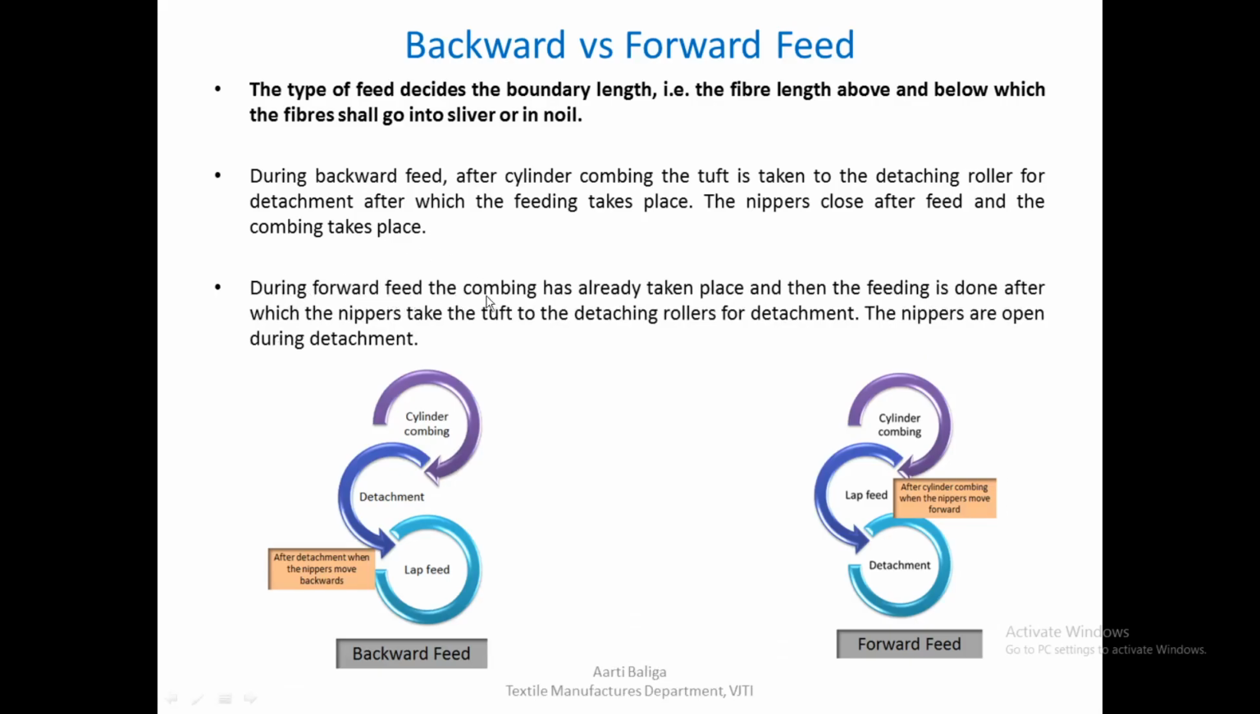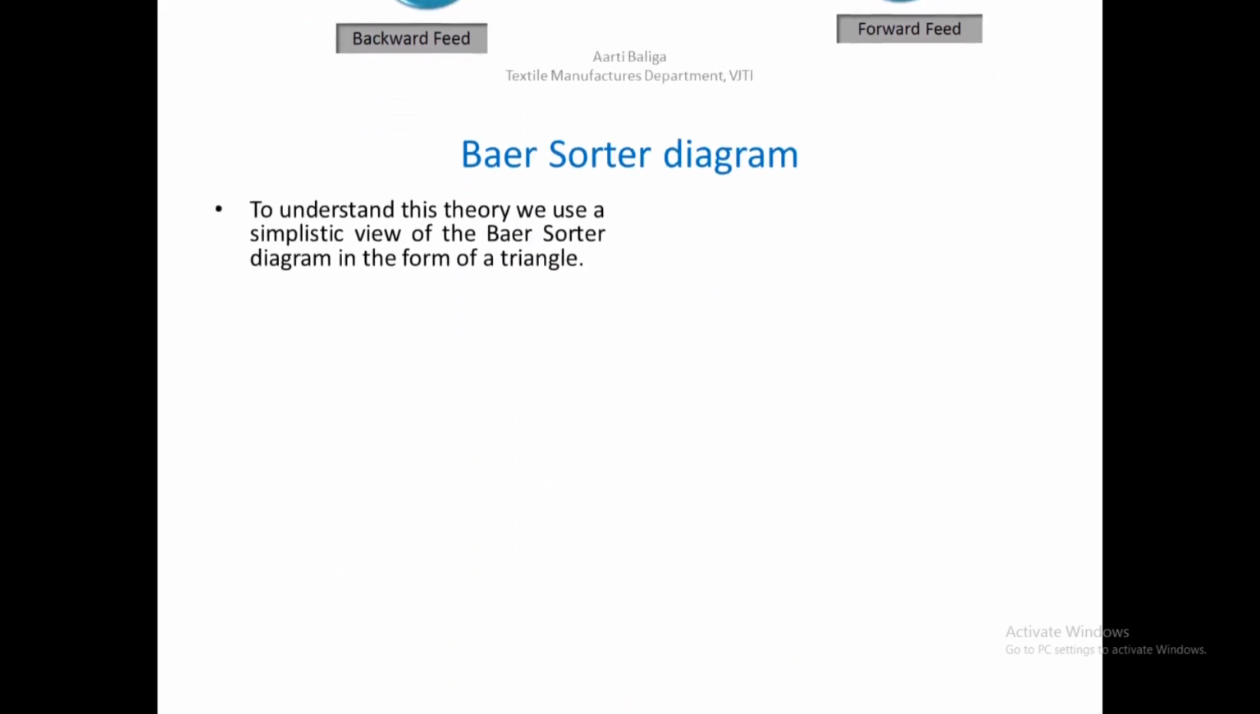During forward feed, the combing has already taken place, and then the feeding is done, after which the nippers take the tuft to the detaching roller for detachment. The nippers are open during detachment. So, having seen on a superficial level what a backward and forward feed is, let us go a little bit into detail on how this actually works.